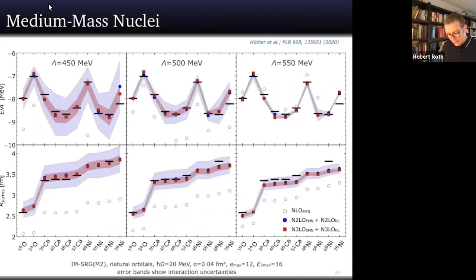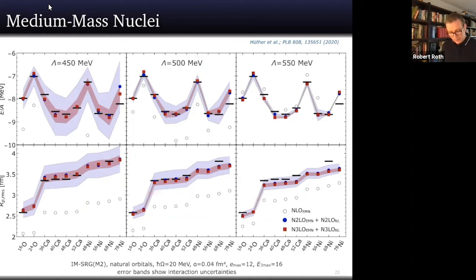Now here's an upgraded version of the picture from before for all of these closed shell isotopes from oxygen to nickel. This is what we looked at before. One cutoff, 500 MeV. Now I added the other cutoffs for the interaction, 450 and 550. And you see the picture is in nice agreement with experiment for all of the cutoffs. You see some systematic trend in the size of these uncertainty bands. They decrease if you go to increasing cutoff.